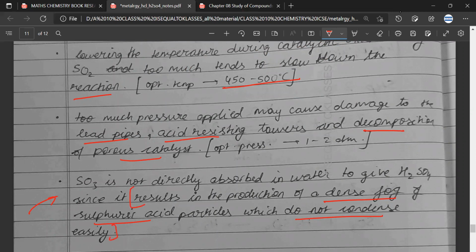So, this will be an answer for a question in the exam. They might ask that why is it not directly absorbed in water. So, this will be an answer.